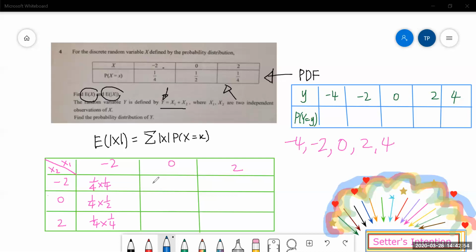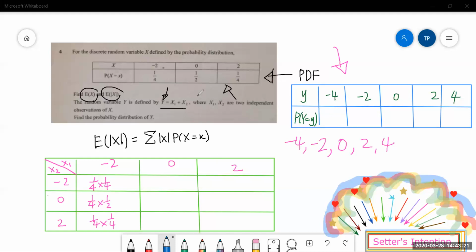Wait, so the values in the green box is... It's not the probability distribution. This is the probability distribution of y. Then what's that in the green? This is just for us to understand what is the probability when we have x1 being -2 and x2 being -2. Then from there we can add up to go into this one.